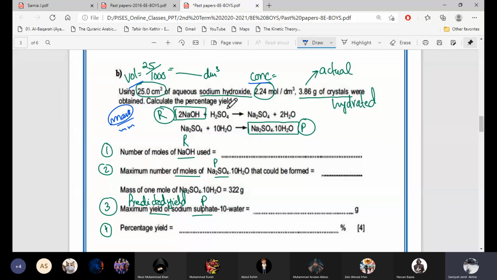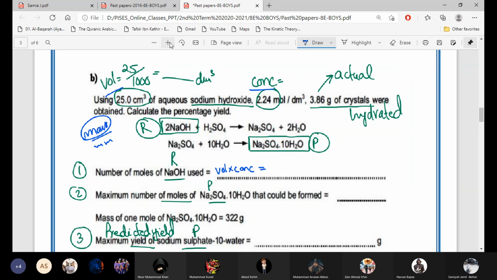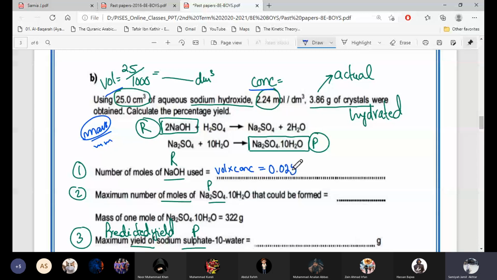Also see, if it is a solution, then you will use the volume into concentration formula. Sodium hydroxide is a solution, dissolved in water. So volume into concentration. What's the volume? 0.025. 0.025 multiplied by the concentration, which is 2.24. Very good. What's the answer? 0.056.